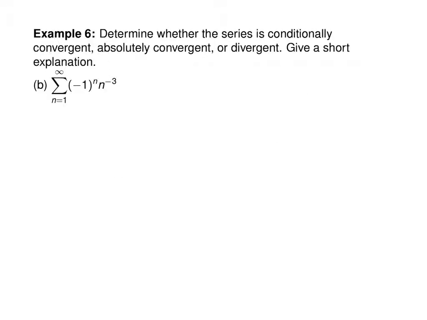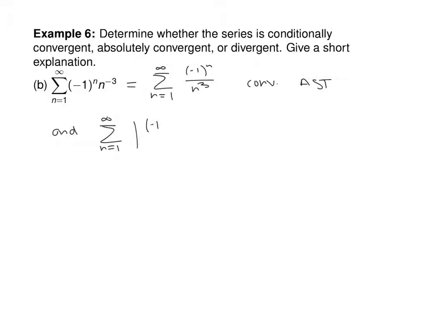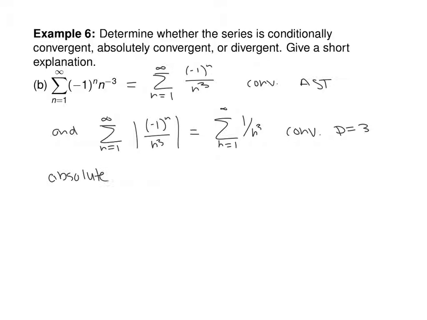This next example is the sum from n equals 1 to infinity of negative 1 to the n over n cubed. This also converges by the AST, and the sum of its absolute values, well, that's the sum from n equals 1 to infinity of 1 over n cubed. That converges since it's a p series with p equal to 3. This is an example of absolute convergence.